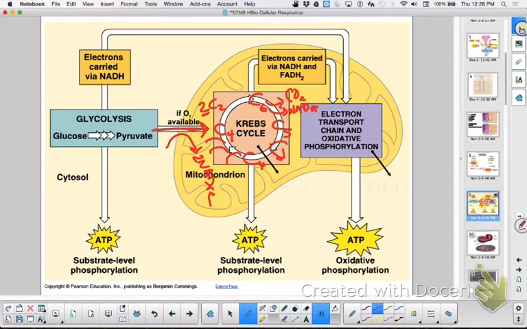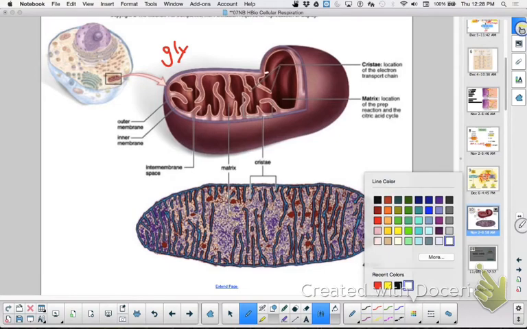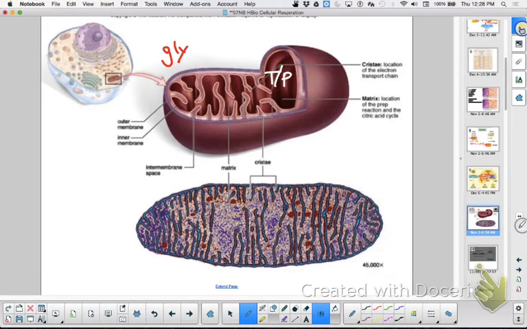All right, so here we can see the structure of the mitochondria that we already talked about. And as far as where does everything happen, right? Glycolysis occurs out here. Transition prep happens inside the mitochondria. The Krebs cycle happens inside the mitochondria. And then the electron transport chain is happening on that inner membrane, right?